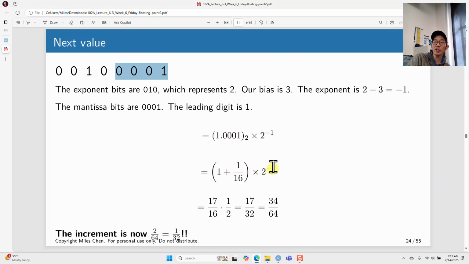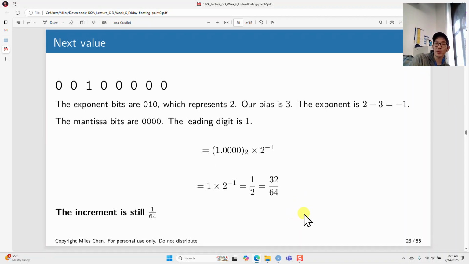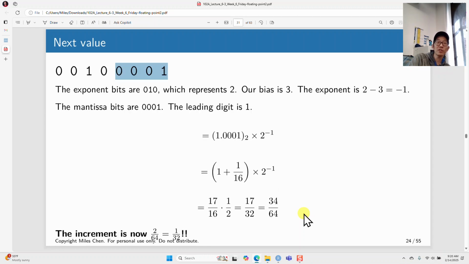But my exponent part is 2 to the negative 1. So this is going to become 17/16 times 1/2, which is 17/32. And 17/32 would be equal to 34/64. So I went from 1/2, or 16/32, to 17/32.